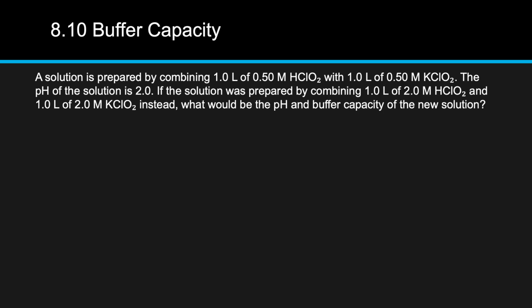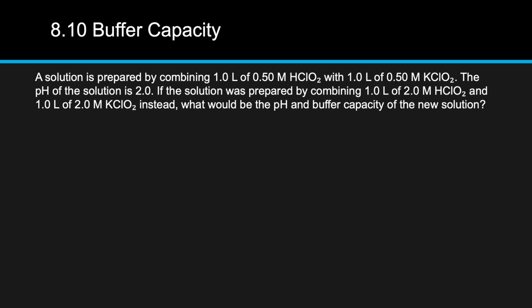A solution is prepared by combining 1 liter of 0.5 molar HClO2 with 1 liter of 0.5 molar KClO2. The pH of the solution is 2. If the solution was prepared by combining 1 liter of 2 molar HClO2 and 1 liter of 2 molar KClO2 instead, what would be the pH and buffer capacity of the new solution?